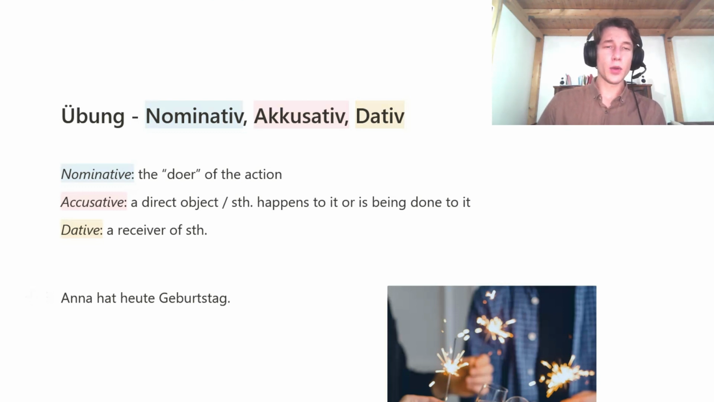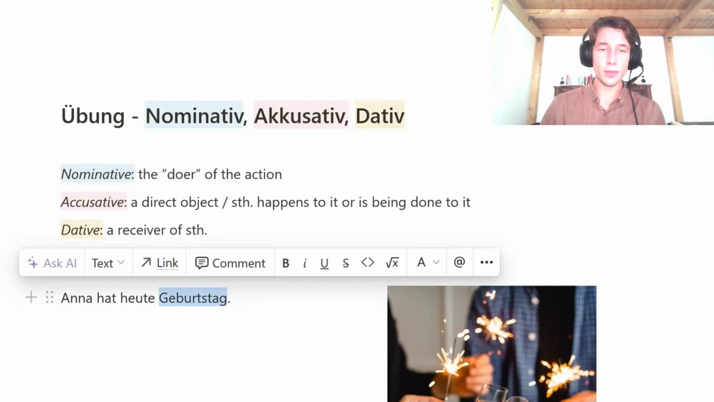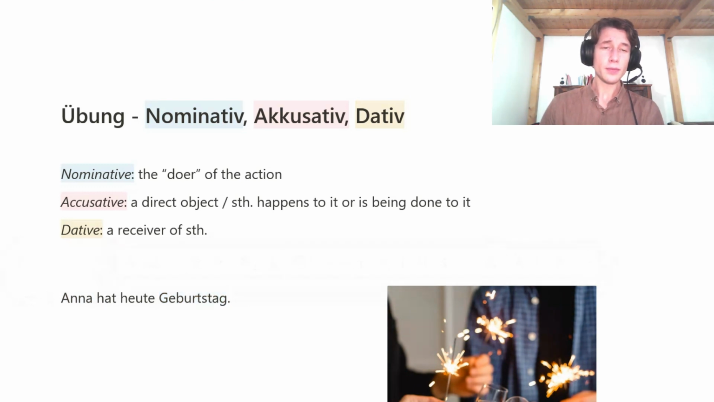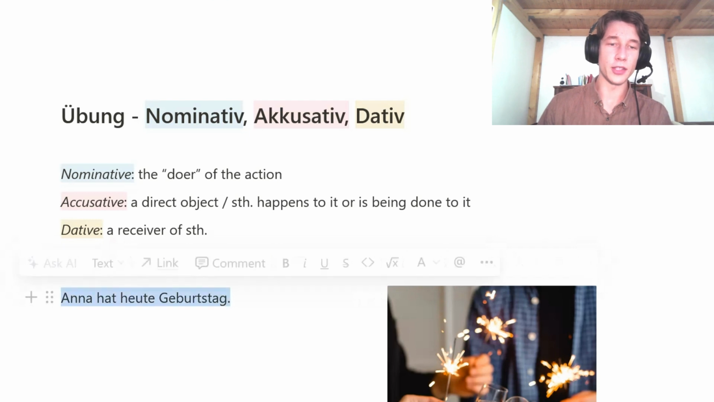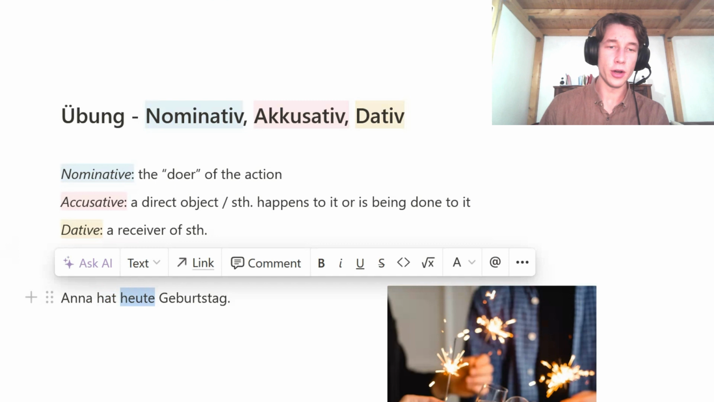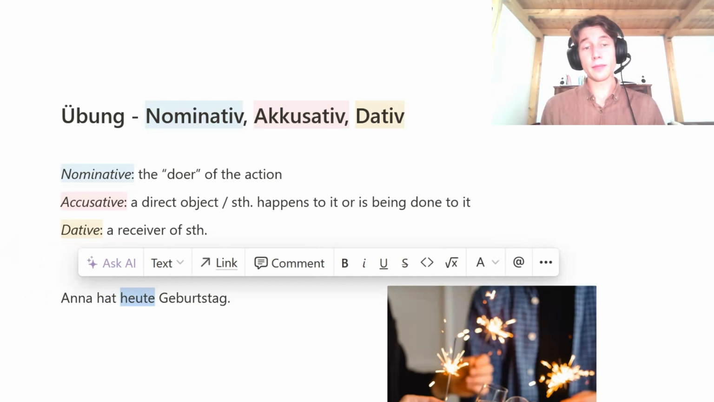So let's see. What kinds of items or things do we have in this sentence? We have Anna, of course. And then we have Geburtstag, which is birthday. These are the only real things that have a kind of substance, because "hat" is a verb. It just describes an action. "Hat" is not a thing. And then "heute," meaning today, is just the temporal context. Again, it's not a thing. It's just telling us about the time.